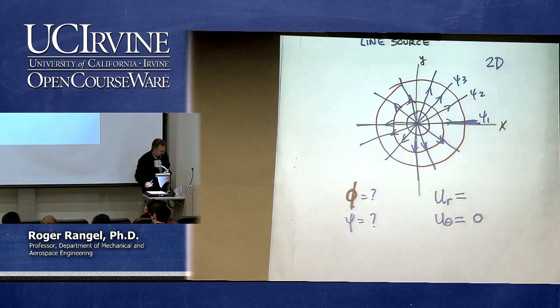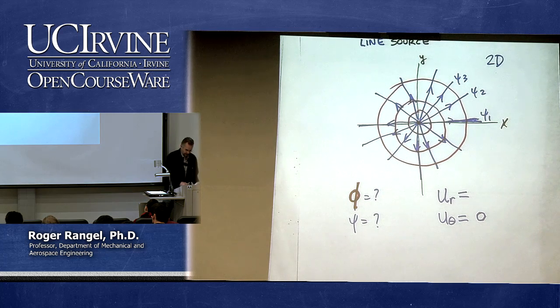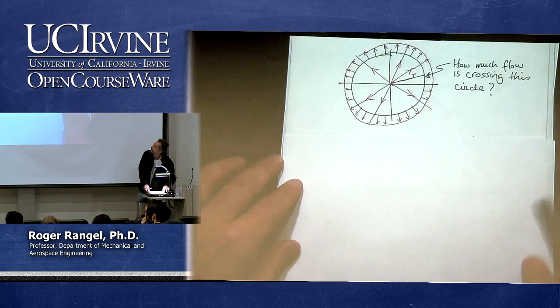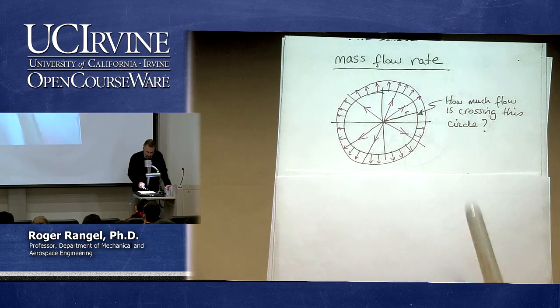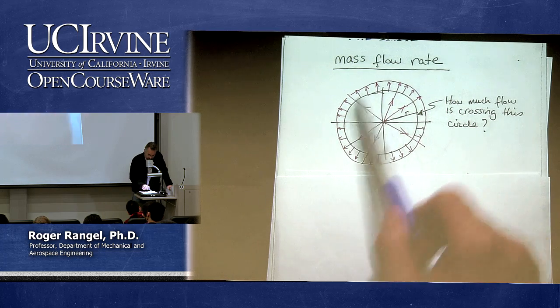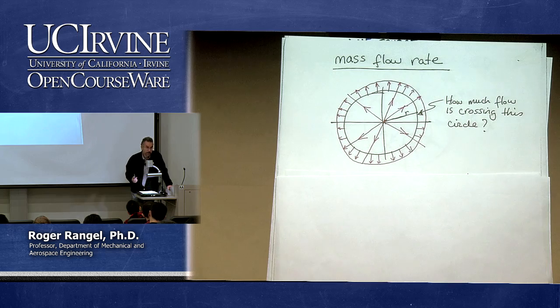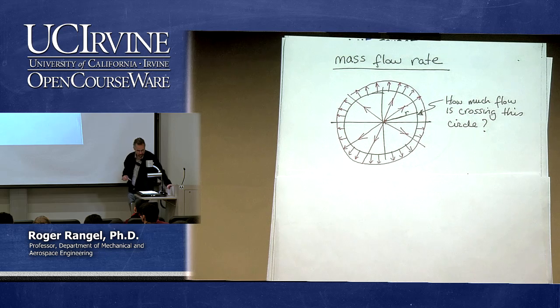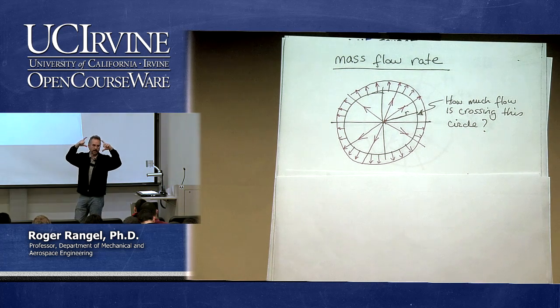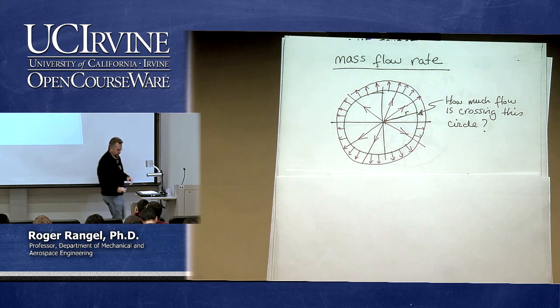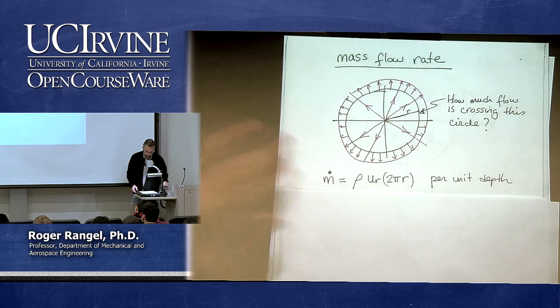We can, in fact, compute the mass flow rate. So here is the same situation. The question you can ask yourself is, draw a line, in this case this black line here, and find out how much mass is crossing this circle. So for a given circle, for a given equipotential line, how much fluid is crossing that circle?